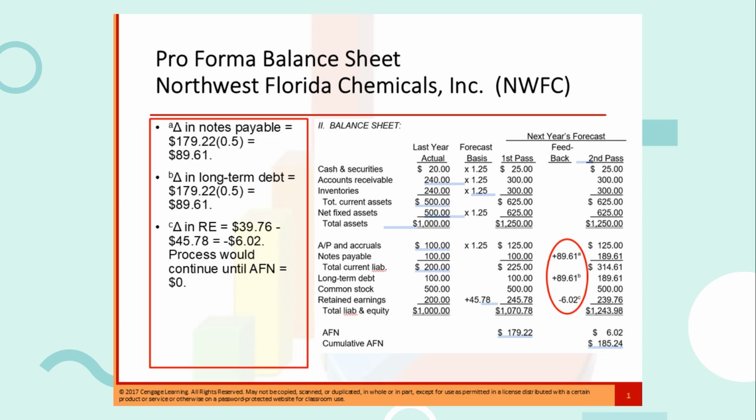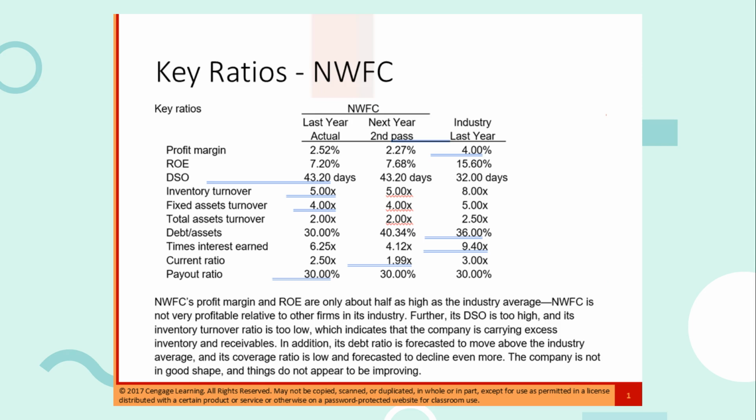In this example, explore how the following deltas or changes ripple through the forecasted income statement on the second pass: notes payable, long-term debt, and retained earnings. Remember to also examine key ratios. Liquidity, profitability, and leverage ratios provide insight into whether Northwest Florida Chemicals is financially healthy under your projections.